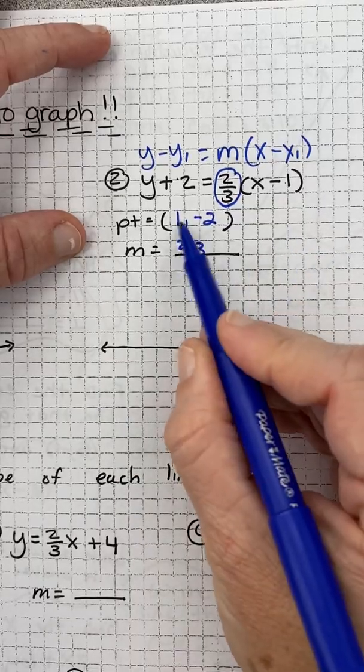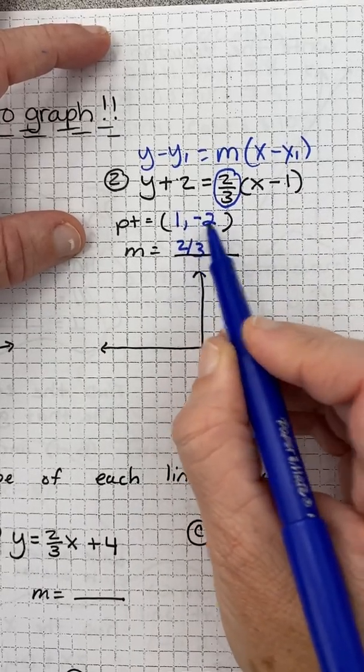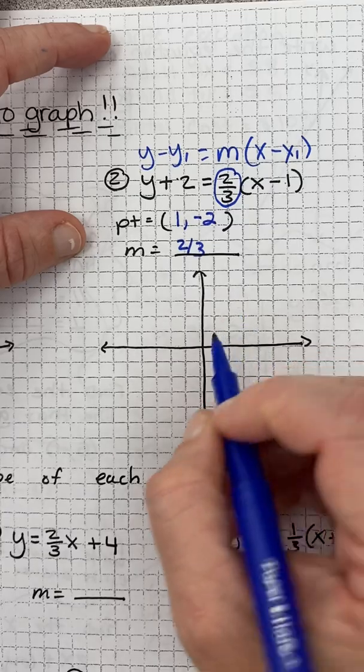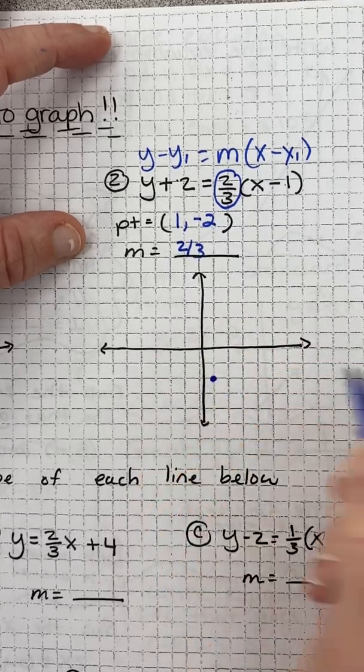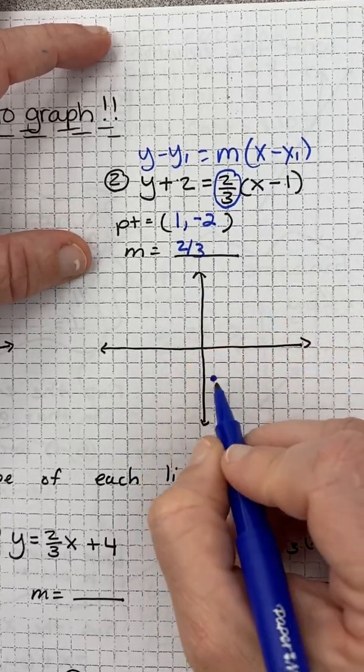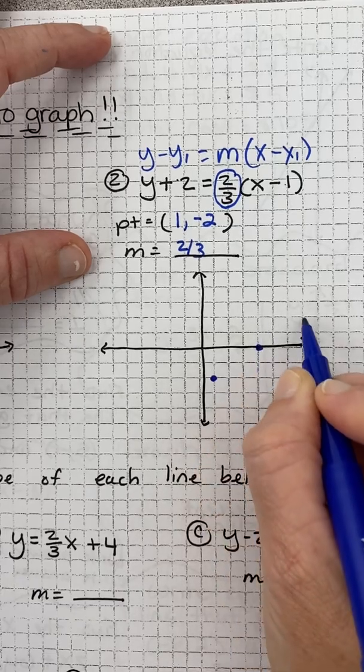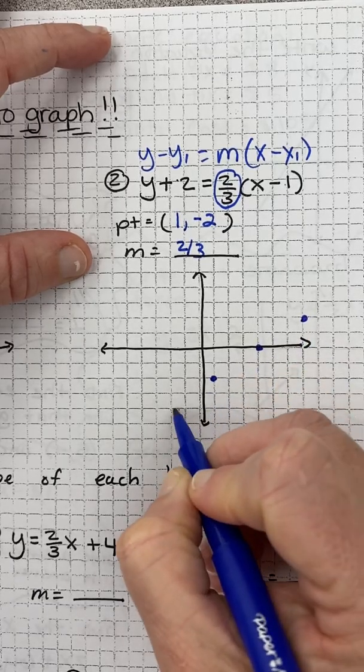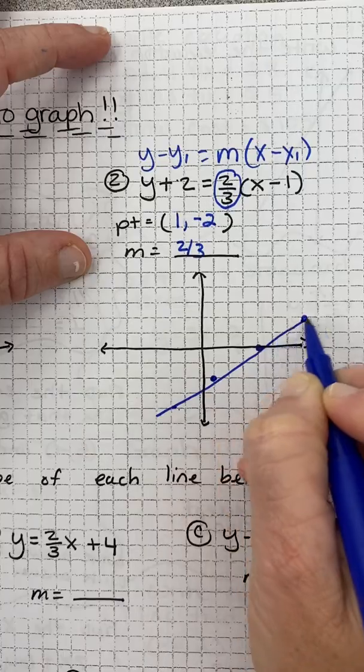So what I do is I plot the coordinate 1, -2. This isn't 2 points, it's 1 point. So I go to 1, -2, and I plot it, and then I use the slope. Up 2 over 3, up 2 over 3, down 2, back 3. Should make a straight line. Whoops, sorry.